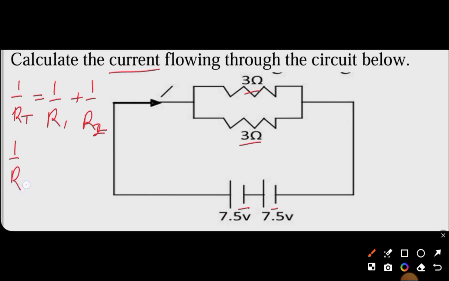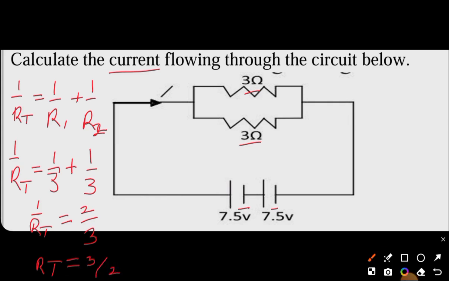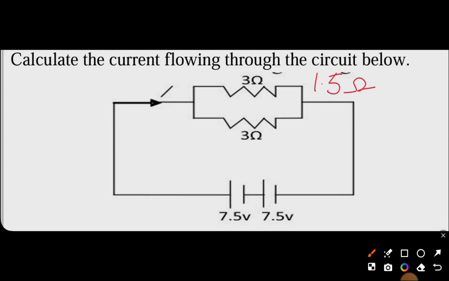So we have 1 over RT equals 1 over 3 plus 1 over 3. We are going to get 2 over 3. What we are going to do next is reciprocate both sides. So when we reciprocate 1 over RT, we are going to have RT equals 3 over 2, and 3 over 2 will give us 1.5 ohms.